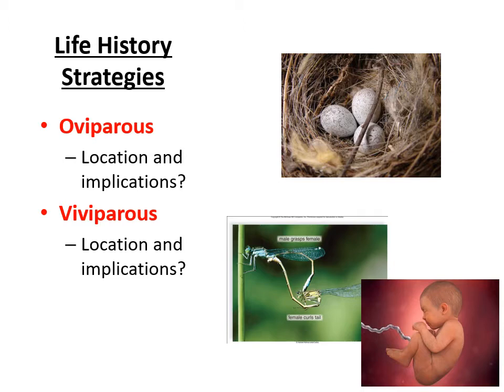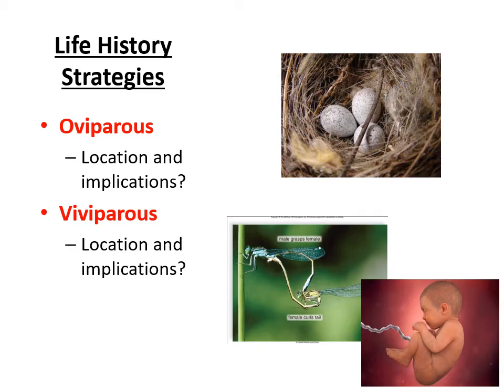So eggs in an oviparous organism will have extra layers. They'll have an extra embryonic membrane around them to prevent them from drying out, and they'll have a very hard shell. Okay, that's why when you encounter bird eggs, for instance, they are very hard shelled, because that's a form of protection for their external environment.